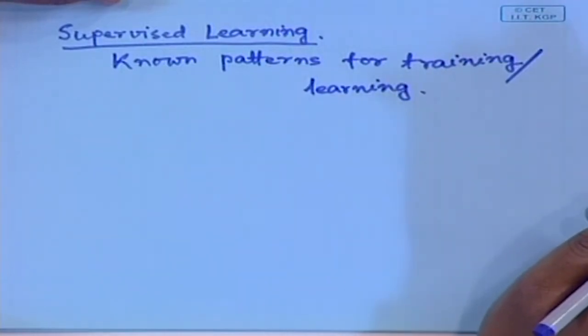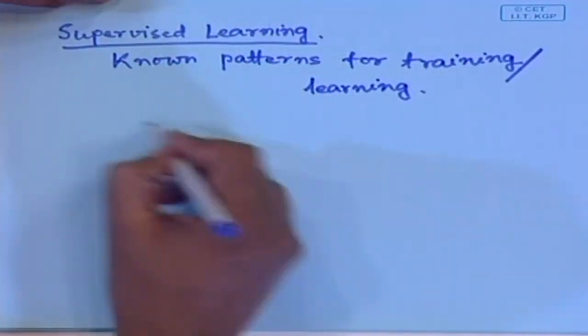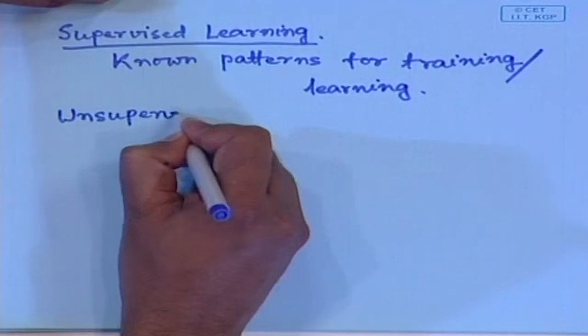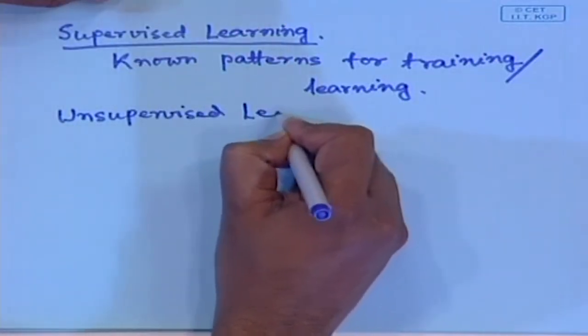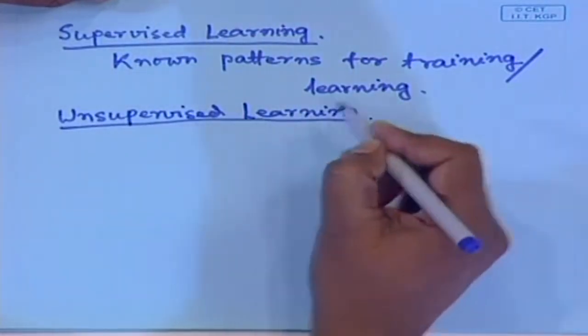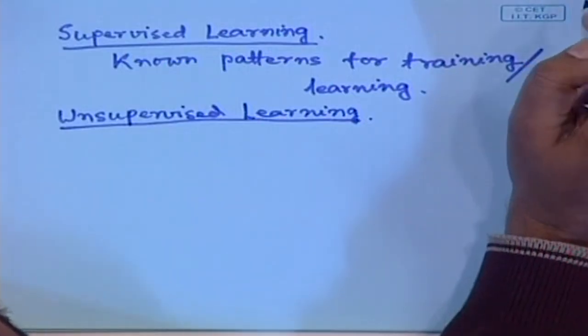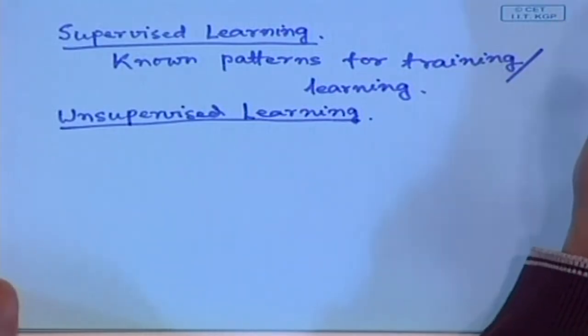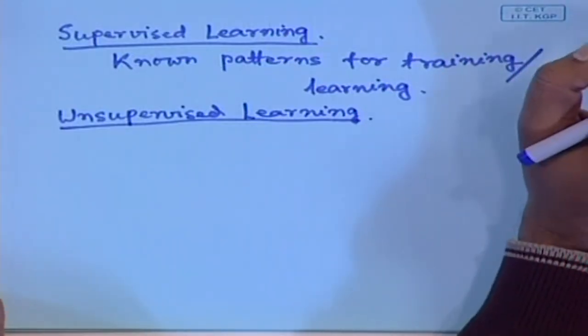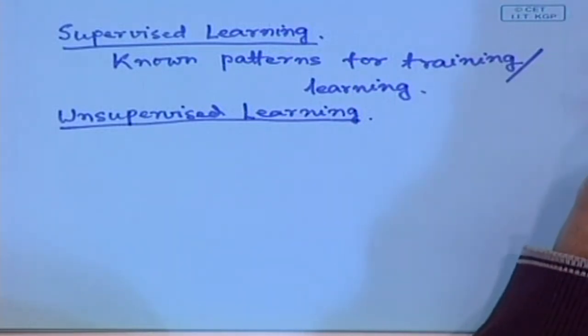Okay. And another class of learning or training is unsupervised learning. So what is the difference between supervised learning and unsupervised learning? In case of supervised learning, we have to make use of a number of known patterns for training purpose or for learning purpose. So the classifier or the recognizer learns using a set of known patterns. In case of unsupervised learning, I don't have any known patterns.